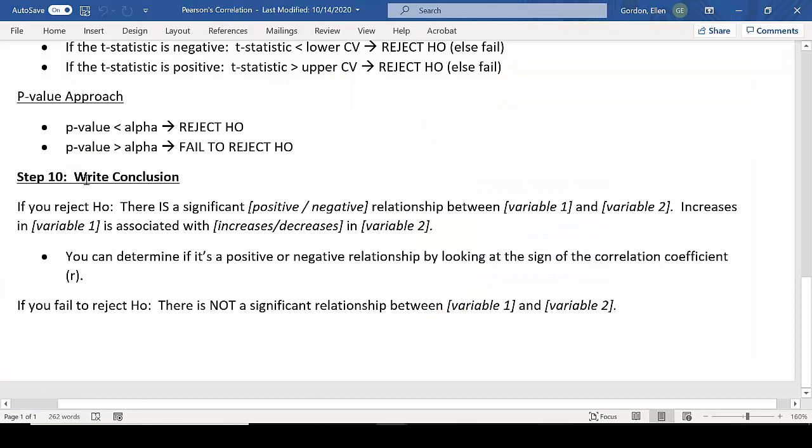If you return to your handout, you can see that the last step is to write a conclusion. If we had failed to reject, we would just say that there's not a significant relationship between the two variables. But in our case, we rejected the null. So we're going to write the conclusion that there is a significant, and we need to determine if it's a positive or negative relationship between sales calls and copier sales. Then we need to elaborate on what we mean by a positive or negative relationship. Is increases in sales calls associated with increases or decreases in copier sales? Again, we can determine if it's a positive or negative relationship by looking at the sign of the coefficient.